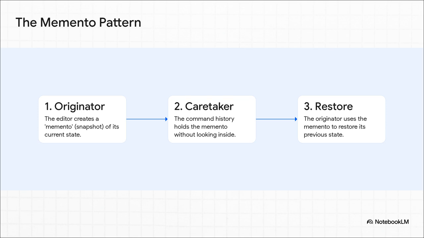First, the originator, that's our text editor, takes a snapshot of its current state. Second, the caretaker, that's our undo history, grabs that snapshot and just holds on to it without messing with it. Finally, when you hit undo, the editor just asks for that snapshot back and restores itself. It's a clean, simple way to handle a complex problem.